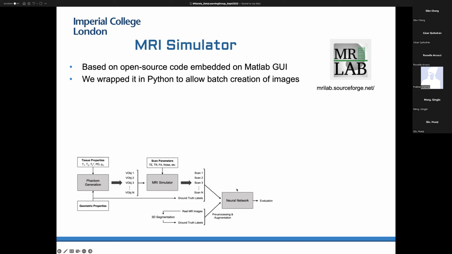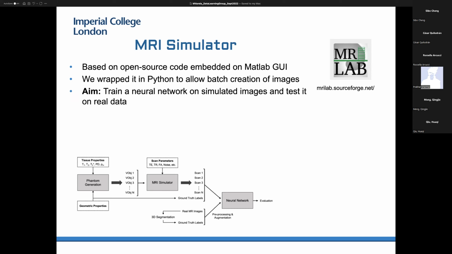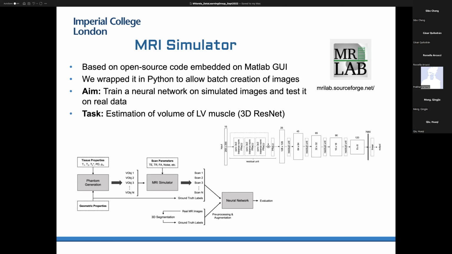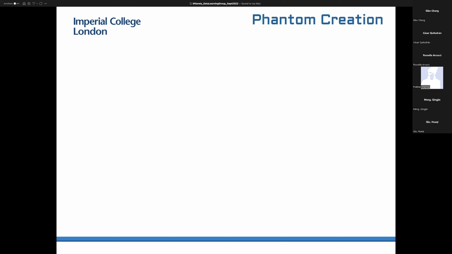And the application I'll show you now, this data was used as inputs to a neural network. The aim was to see if we could train the neural network on these simulated data and then, ambitiously, test it on real patient data, bypassing the need for manual annotation of the patient data. The task, I'll show you some data in a little while, was a direct estimation of the volume of the muscle of the left ventricle, using this 3D ResNet without explicitly segmenting the left ventricle and then counting how many voxels were labeled as such.